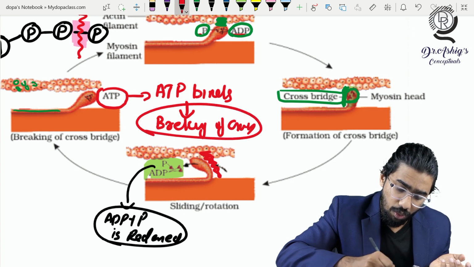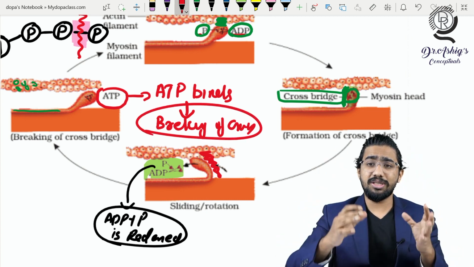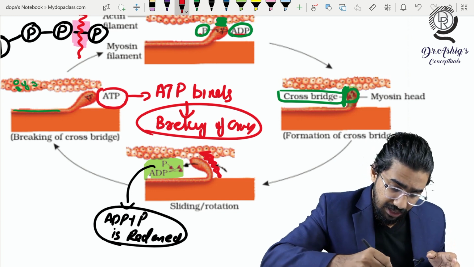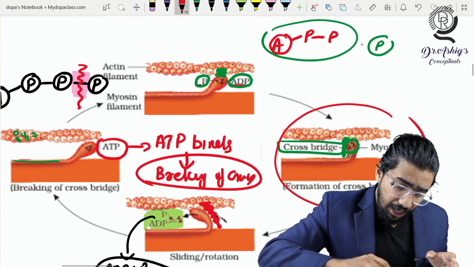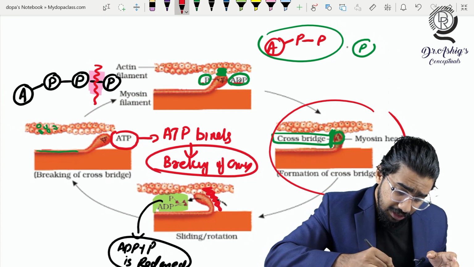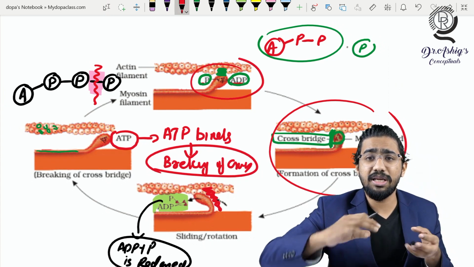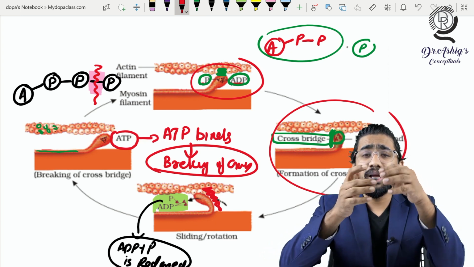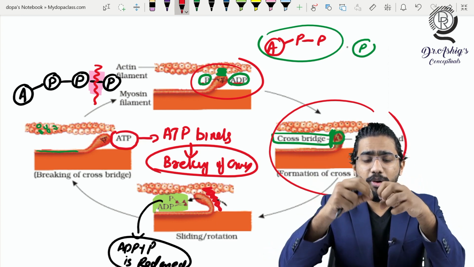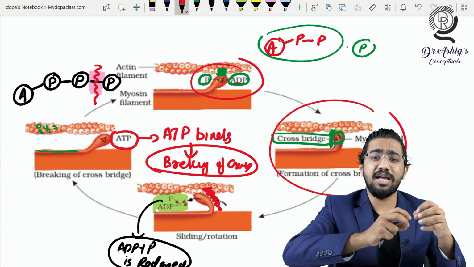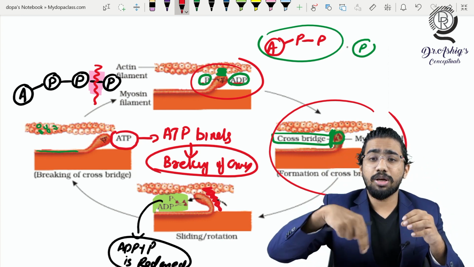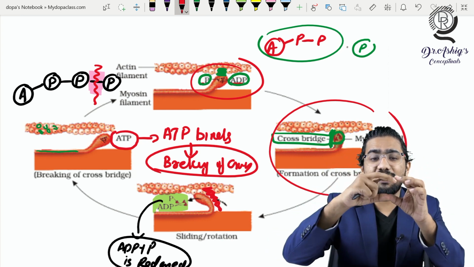Cross bridge. So how is the cross bridge formed? My question is how the cross bridge is formed. You can see that the cross bridge is formed here, and how was it forming? The cross bridge was forming by the hydrolysis of ATP. You have to understand, when the ATP is hydrolyzed, the cross bridge will be formed, and after that, when the sliding occurs, when the ADP and phosphate are released, that will cause the sliding. So how does the cross bridge break? A new ATP will bind there.